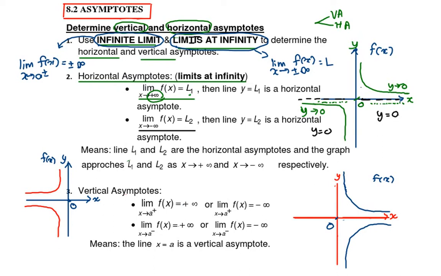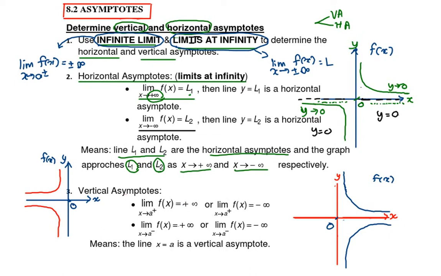Means lines L1 and L2 are the horizontal asymptotes, and the graph approaches L1 and L2 as x approaches positive infinity and x approaches negative infinity respectively.